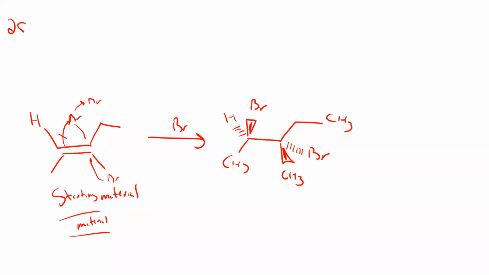So it's pretty similar. So let's see. It says draw the neutral. So I'm on 26 now. 26 says draw the neutral organic starting material that will react with bromine to form 2-bromomethyl tetrahydrofuran. And this will be the starting material.